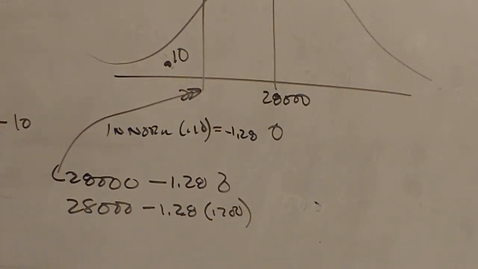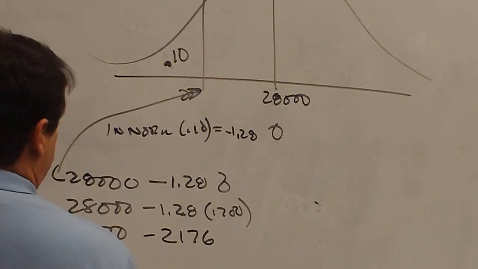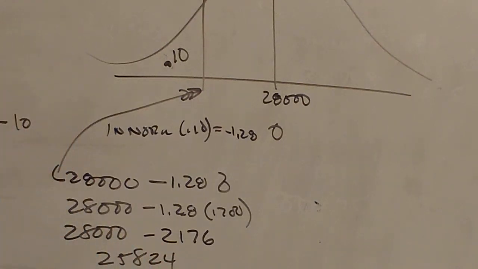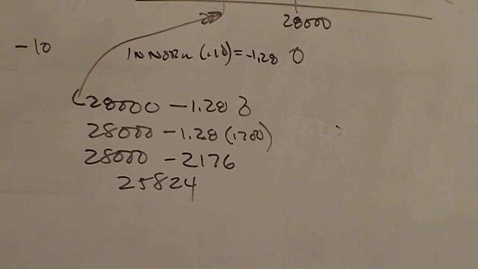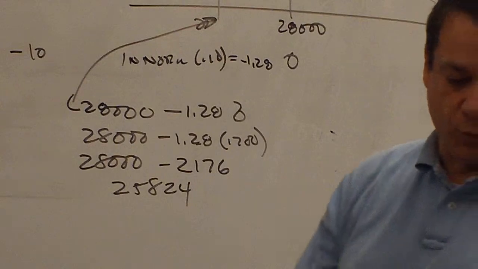And what is 1.28 times 1,700? 2,176. 28,000 minus that puts me at 25,824. Yep. 25,824 is the nurse's salary to be in the 10th percentile. So 10% of nurses earn less than 25,824, and 90% earn more than 25,824. Last one for the night.